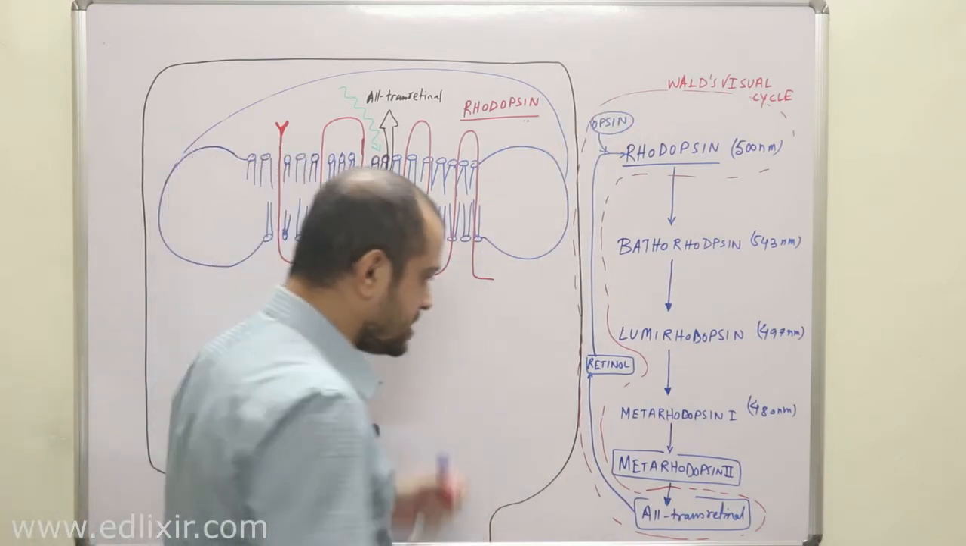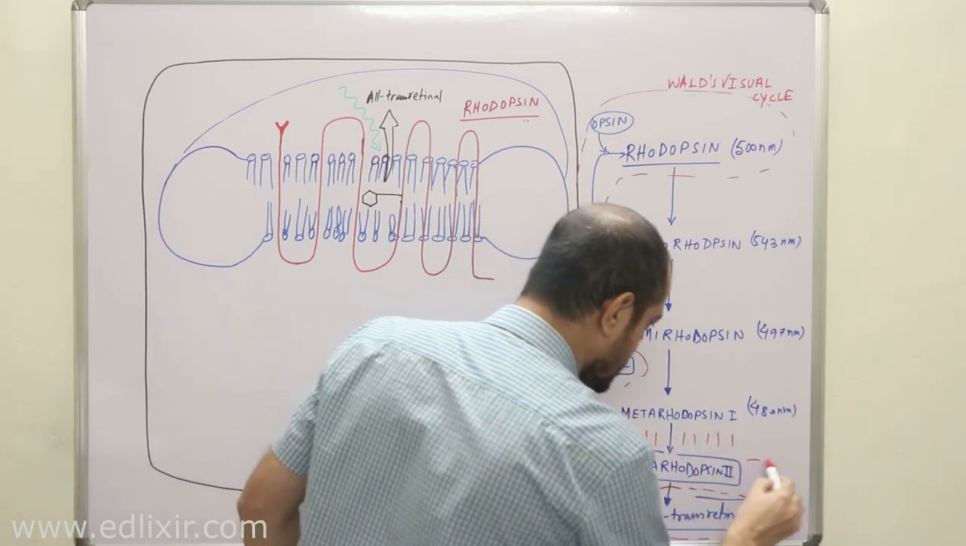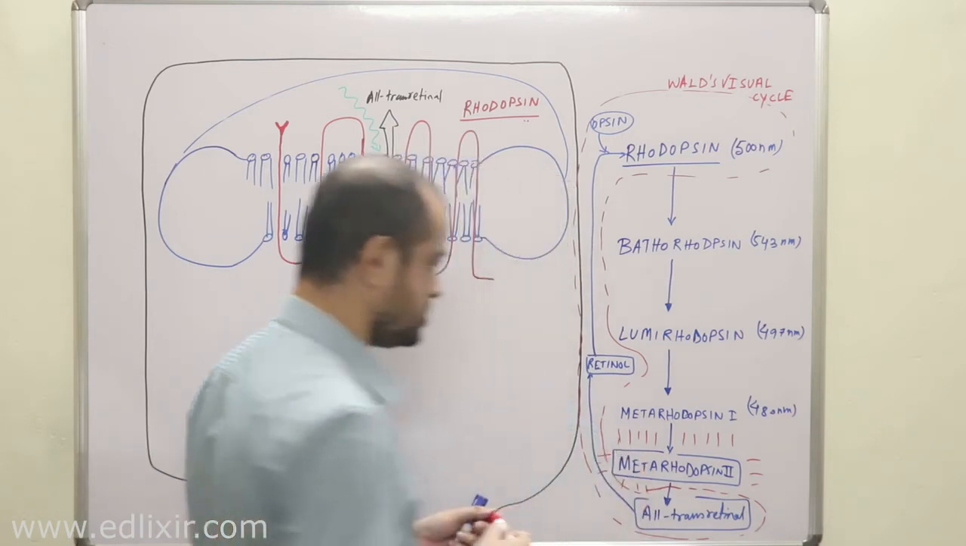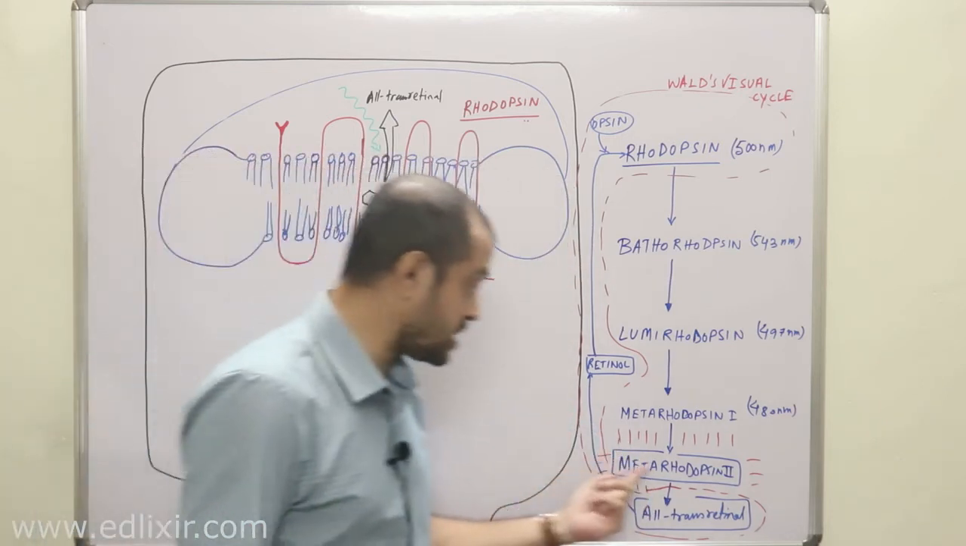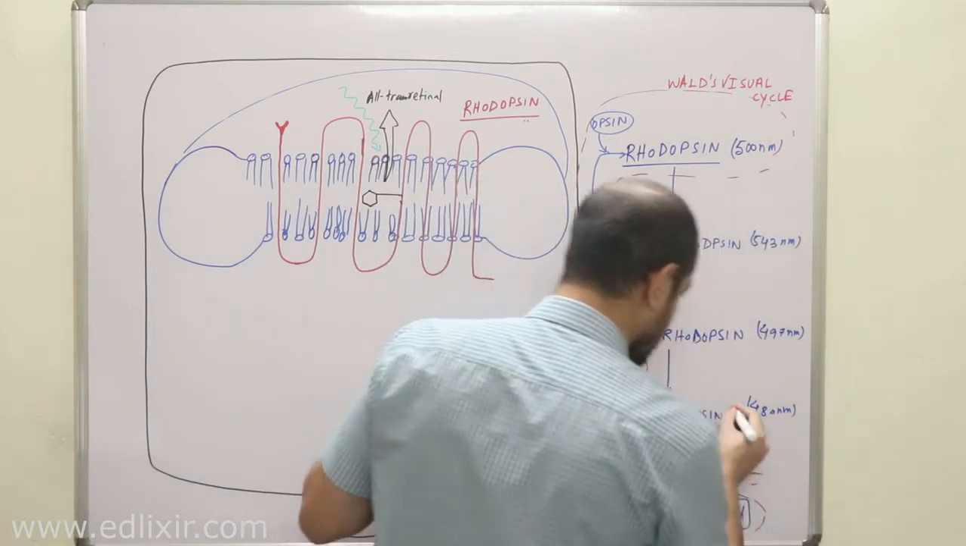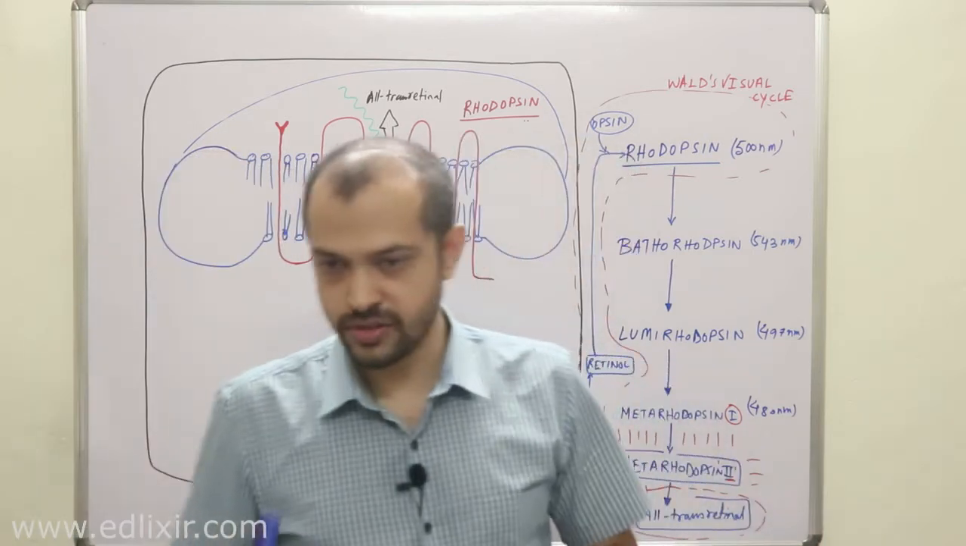Now listen, a very interesting point you need to understand is what this metarhodopsin 2 is doing. This is really, really important. There are two metarhodopsins, 1 and 2, but 2 is more important. Clear? Now listen with all your attention.